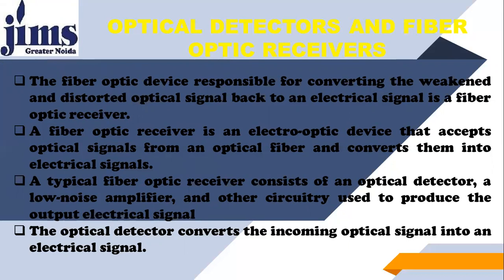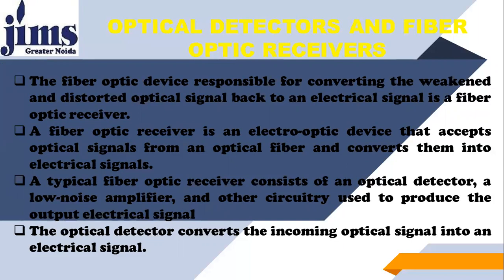So the fiber optic receiver is an electro-optic, or optoelectronic, device that accepts optical signals from an optical fiber and converts them into electrical signals. A typical fiber optic receiver consists of an optical detector, a low noise amplifier, and other circuits used to produce the output electrical signal. Apart from the optical detector, which is a very important part, we need other devices like a low noise amplifier, because we need amplification, and other circuits used for signal processing, maybe filters or other devices, to produce the final output electrical signal.